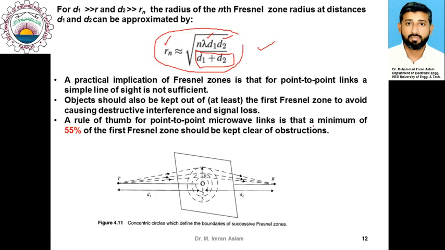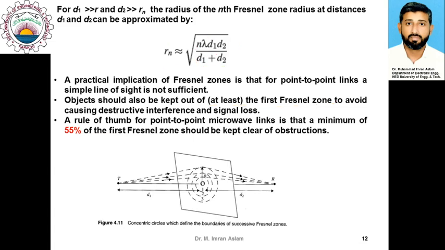So it is important that at least the first Fresnel zone is clear and there is no obstruction in it. But for most practical cases, even if only 55% of the first Fresnel zone is clear, we get a significant amount of the wave, and the loss related to this 55% clearance is very minimal. So if you have more than 55% of the first Fresnel zone cleared of obstructions, we can get a significantly good amount of power at the receiver side without any loss.